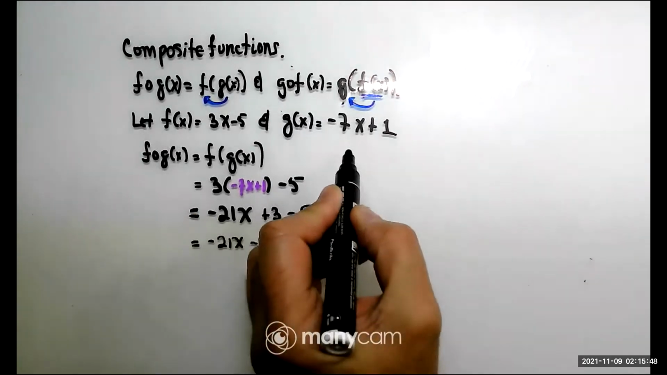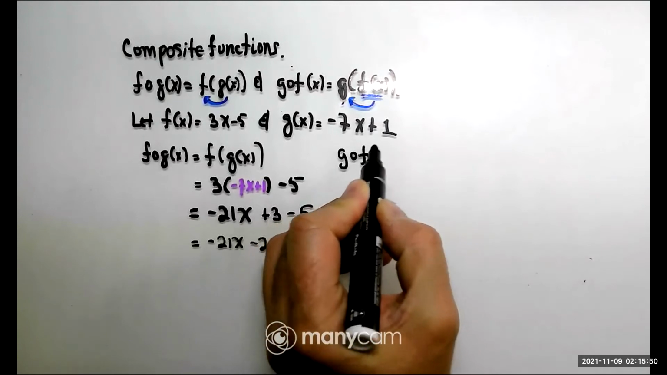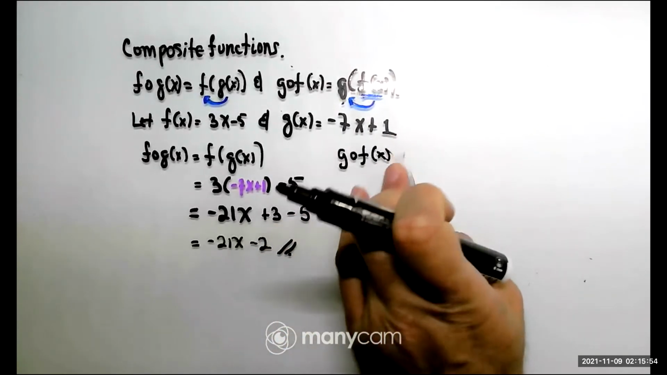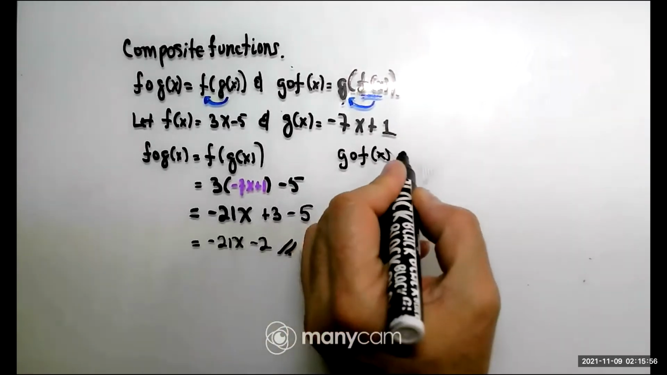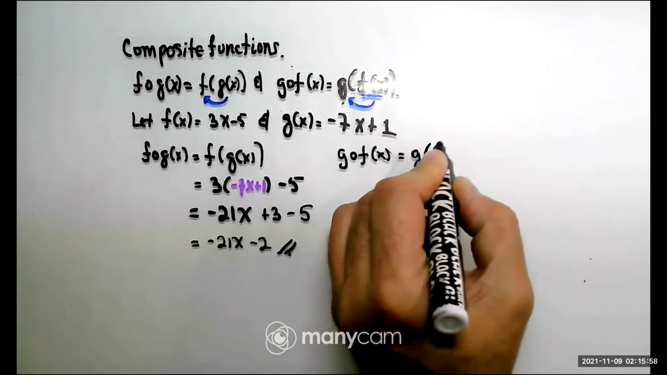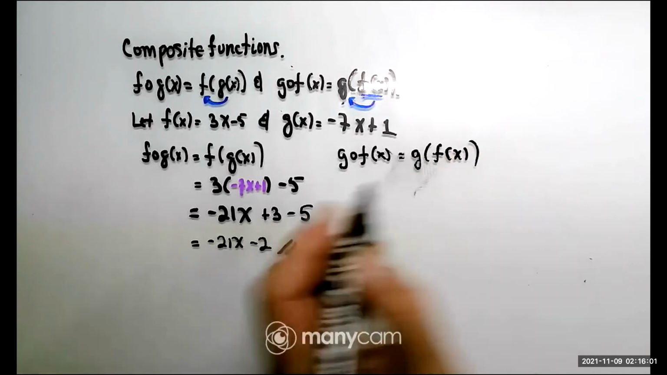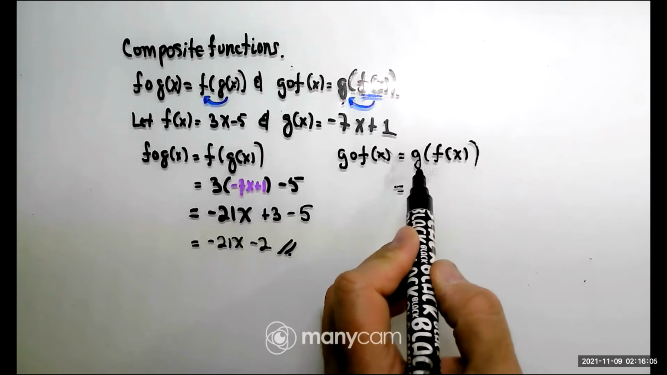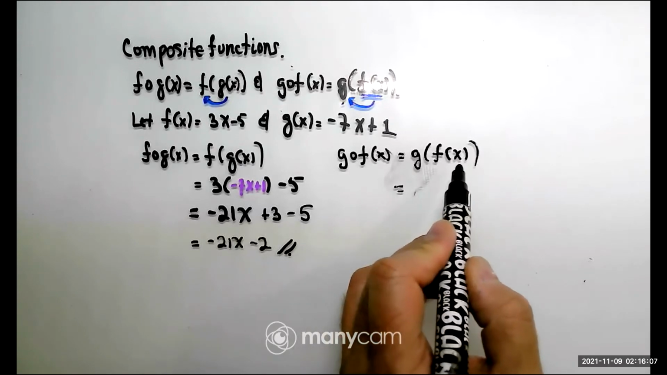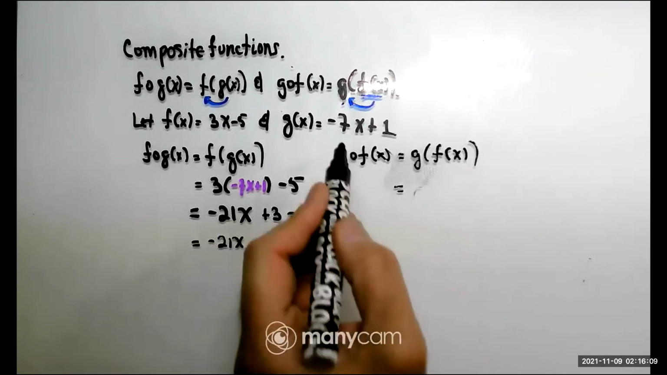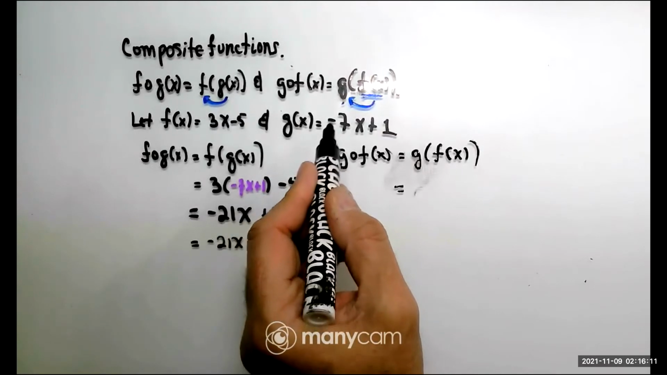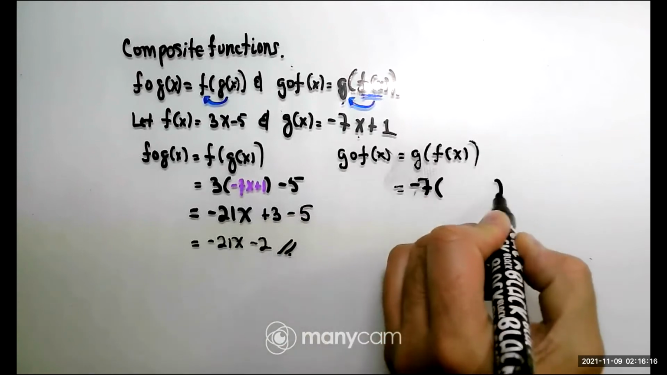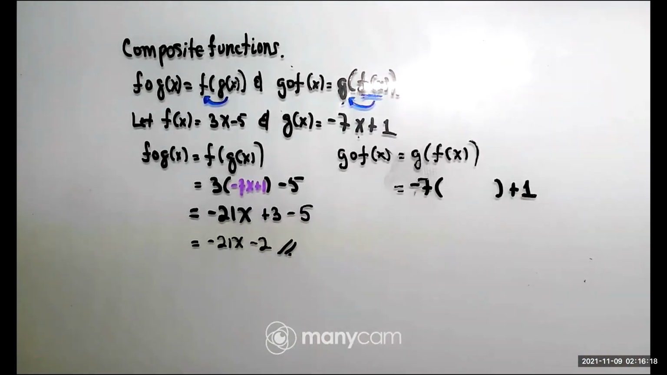Now let's go ahead and find g of f of x. The definition is g of f of x. In other words, now g becomes the outside, quote unquote, the dominant function. We're going to input f inside g. My g function is negative 7 times input plus 1.